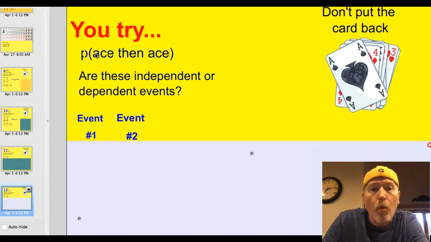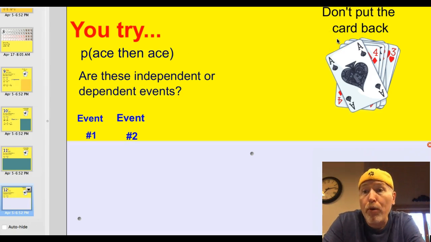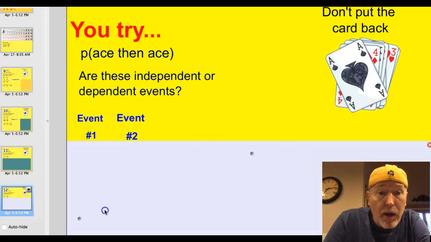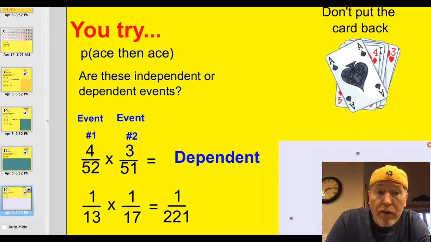All right. What is the probability of pulling an ace and then another ace? And again, for this example, you don't put the card back after pulling it. Go ahead and give it a shot. All right. Well, probability of the first event is 4/52. Full deck of cards. However, pulling the second ace, the numerator is going to decrease by 1 and the denominator by 1. The second event, there's only a 3/51 chance. So because these are impacted, it is a dependent event.